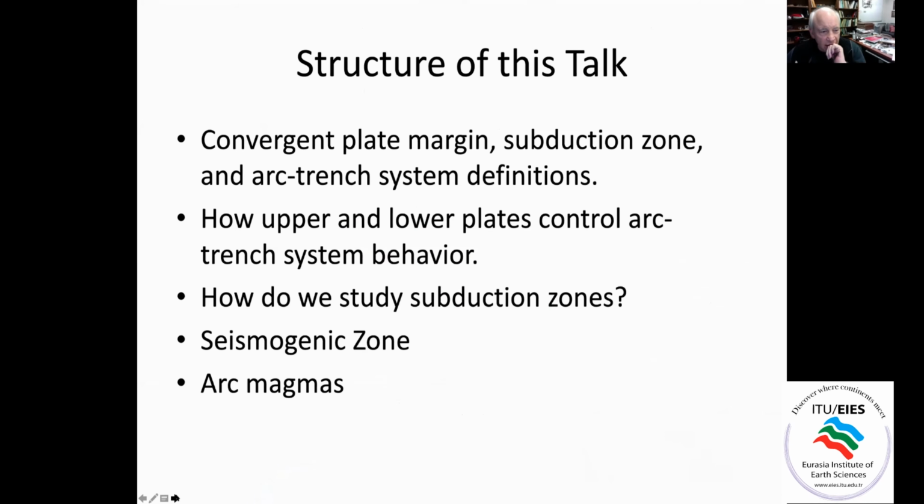All right, so I want to talk about 5 things over the course of this presentation. I want to distinguish between 3 related things: convergent plate margins, subduction zones, and arc trench systems. I'm going to define them and hopefully we can be more precise in what we talk about. And then I'm going to talk about how the upper and lower plates of these systems control the behavior of the arc trench system. Then I want to talk a little bit about how do we study subduction zones.